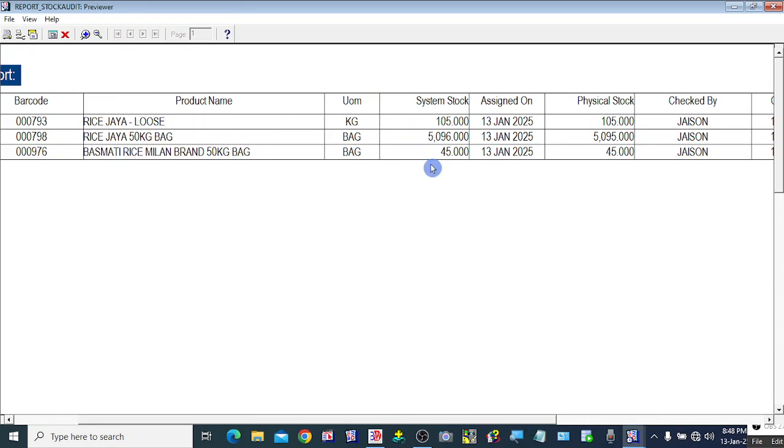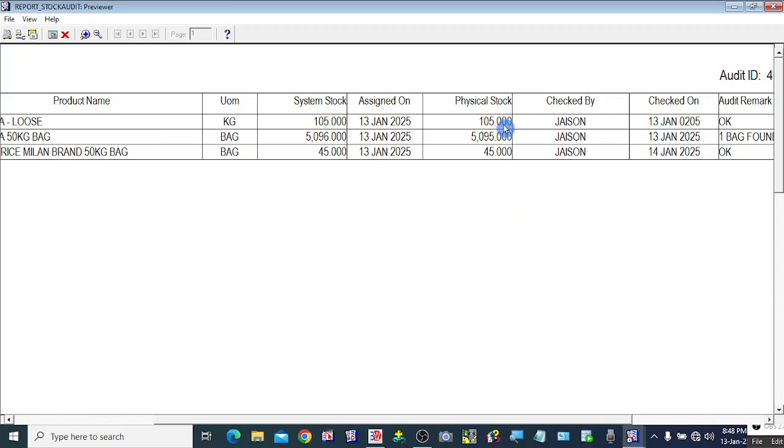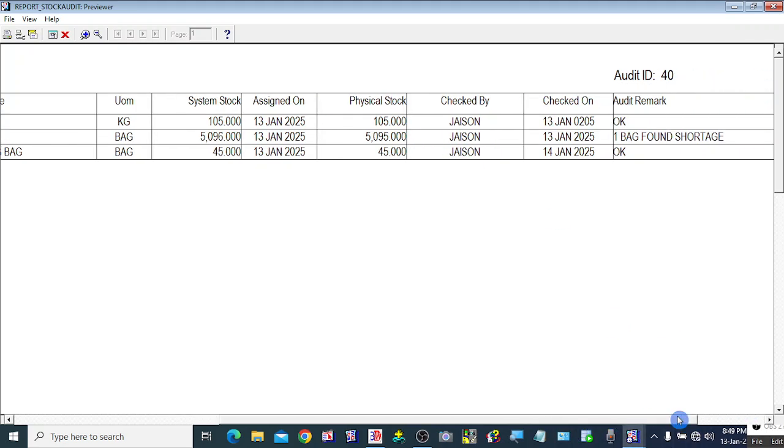System stock at the time of creating this emergency stock audit was 105 for the rice Jaya loss, and the physical stock after the stock verification is the exact quantity, 105. The second item, system stock was 5096 bags, but after the physical verification the concerned person received only 5095 bags. One bag he found shortage.